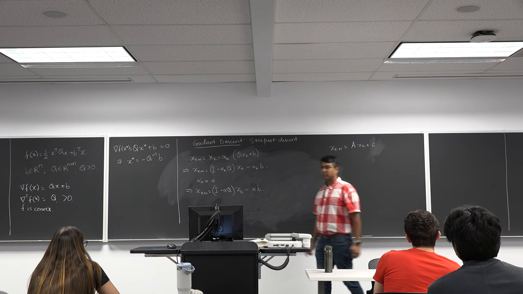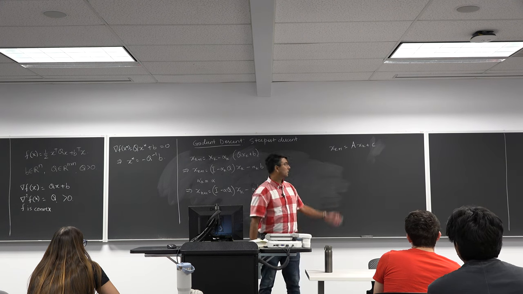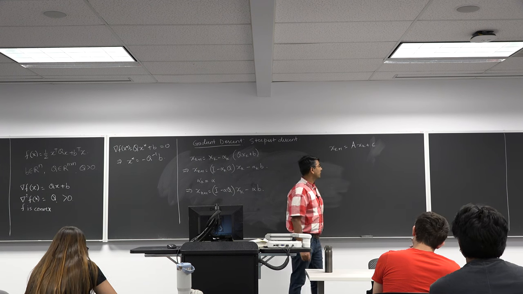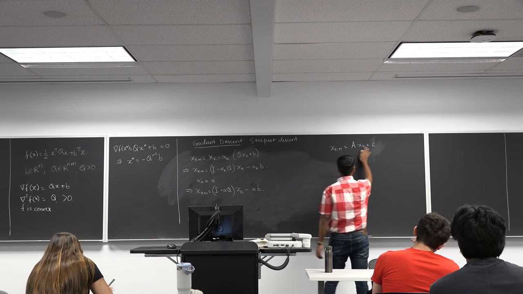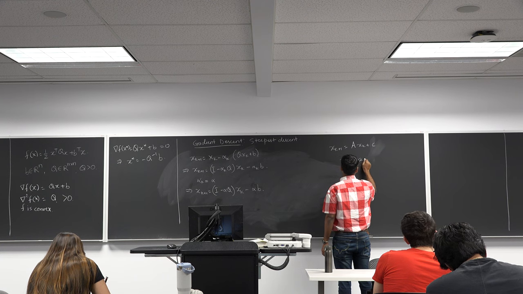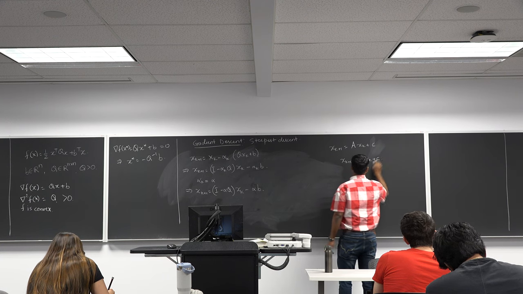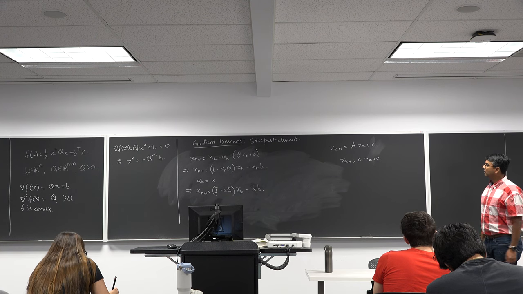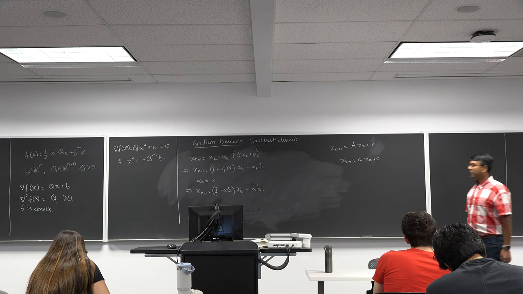Has anyone studied this before? When does a sequence of this type converge? Let's look at it in the simplest case. So this is all scalar. So I have x_{k+1} equals a x_k plus c. This is all scalar. When will this sequence converge? Let's try to figure it out.